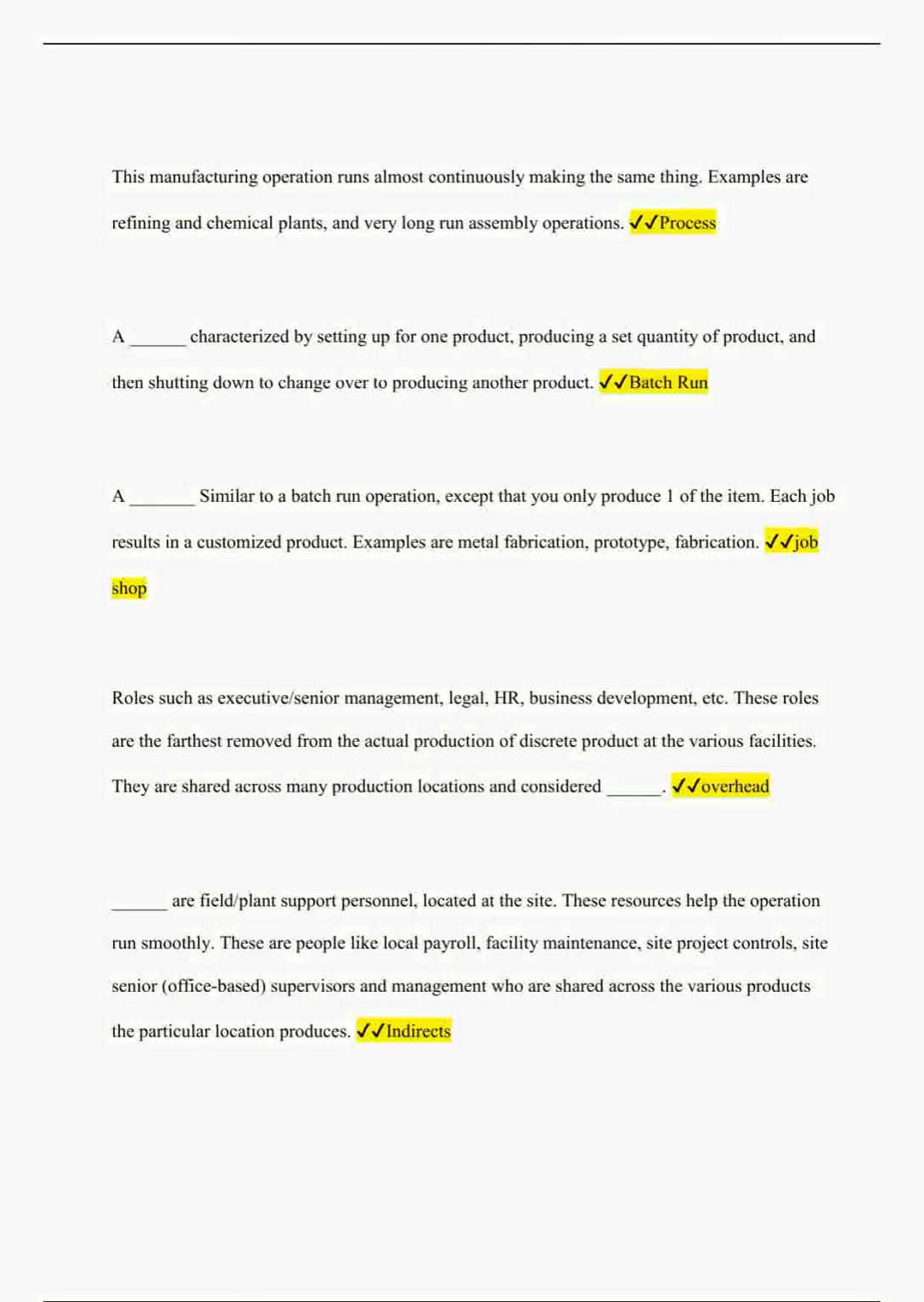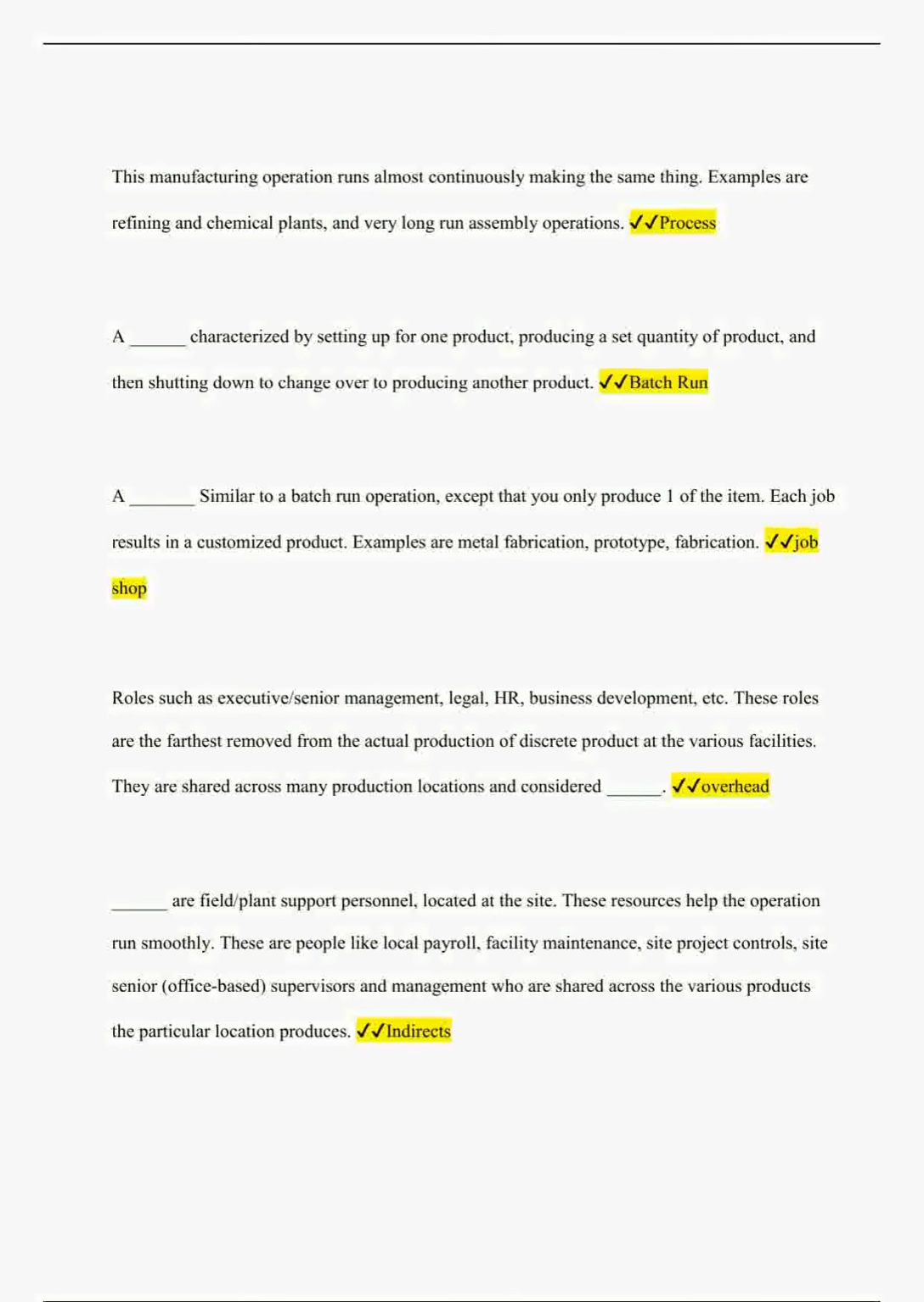Batch, characterized by a setting up for one product, producing a set quantity of product, and then shutting down to change over to producing another product. Job, similar to a batch run operation, except that you only produce one of the item. Each job results in a customized product. Examples are metal fabrication, prototype fabrication. Job shop.